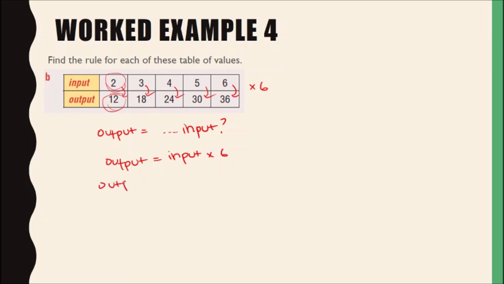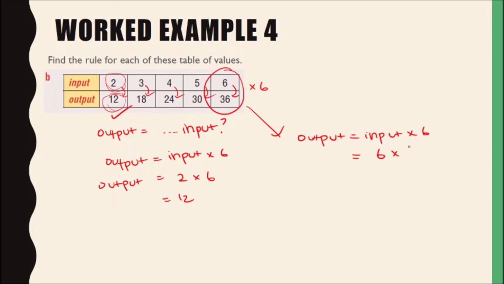So when I put in the value 2, for example, times 6, my output would equal 12. And that's right. And if I was to do the last value, output equals input times 6. So when I put my input as 6, does my output equal 36? Yes, it does.